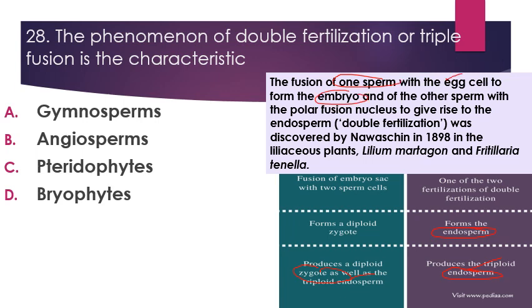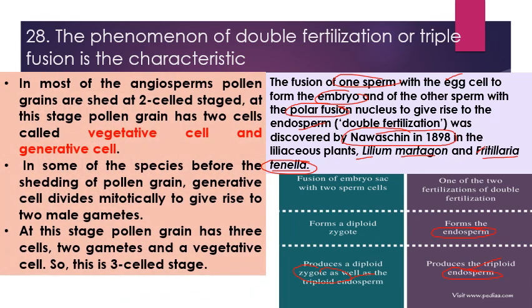So fusion of one sperm with egg cell to form embryo and the other sperm cell with the polar nuclei to give rise to endosperm, that is called double fertilization. It was discovered by Nawaschin in 1898 in liliaceous plants, like Lilium, Martagon and Fritillaria pinella. So these were the plants in which Nawaschin first discovered the process of double fertilization.